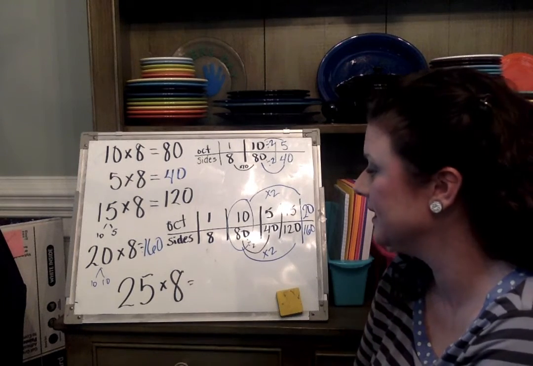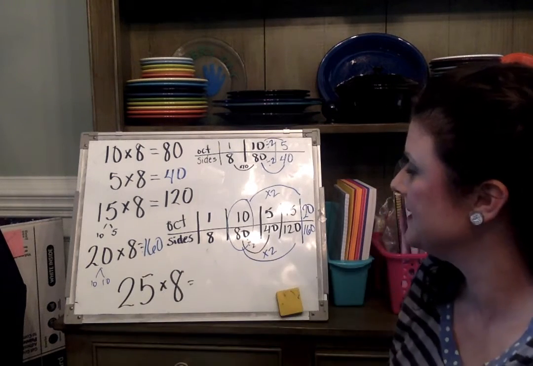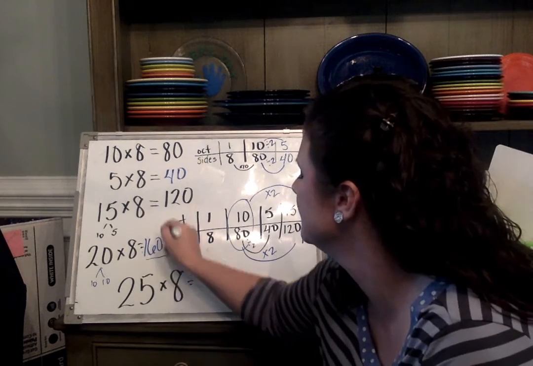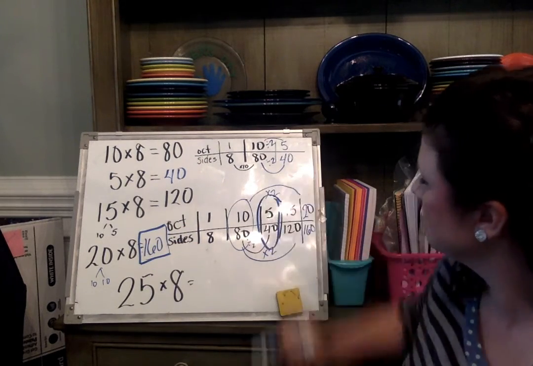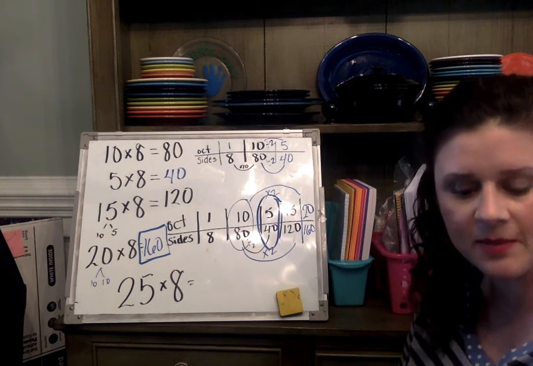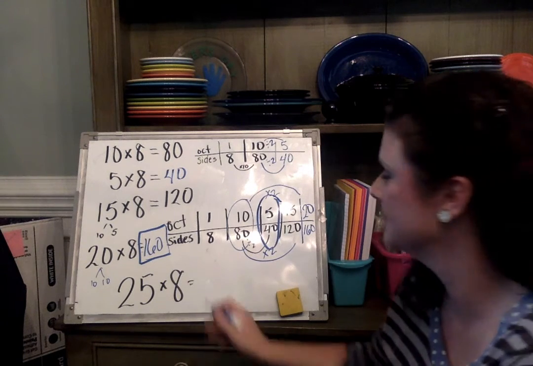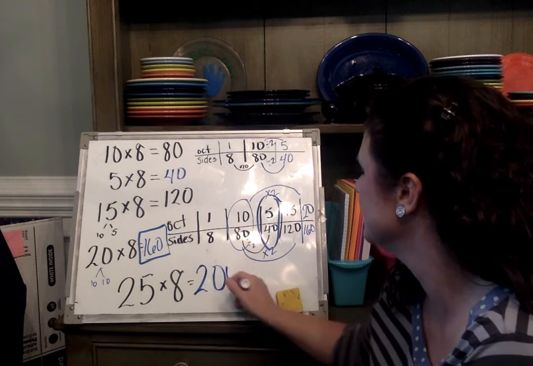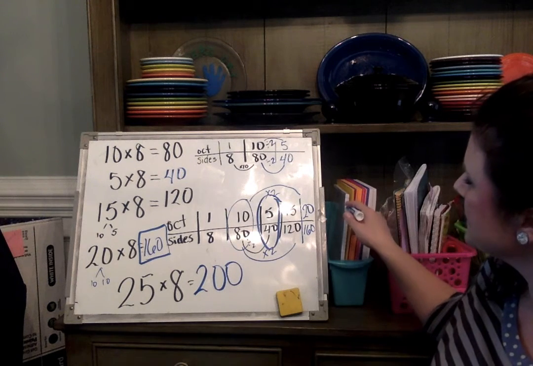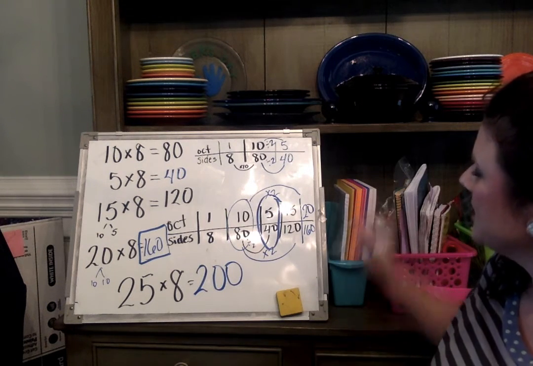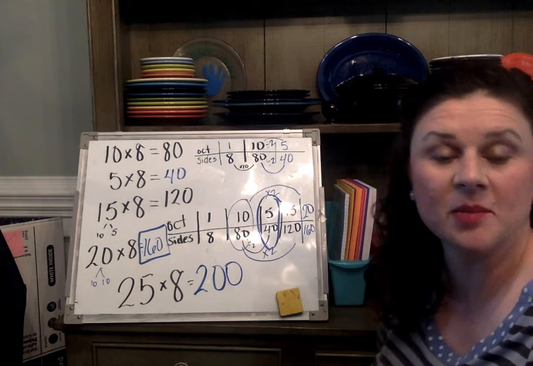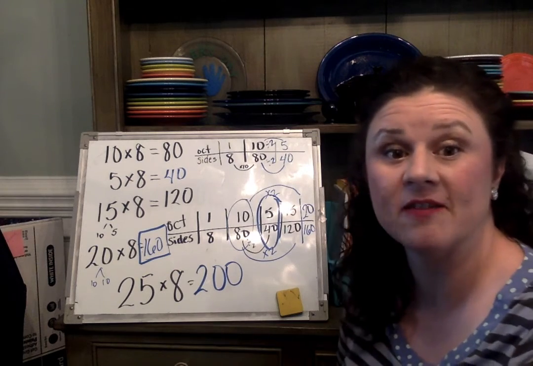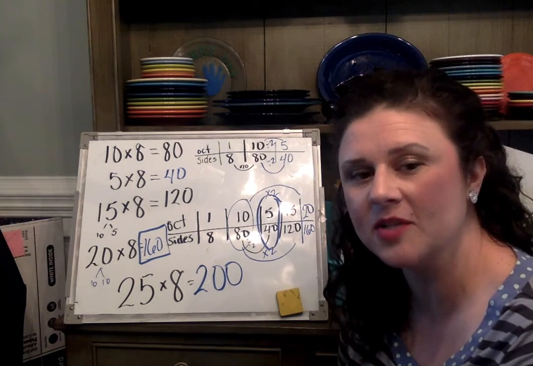Partial product again. I know 20 times 8 is 160. I know 5 times 8 is 40. 40 plus 160 is 200. So if I had room over here on my table, I would say 25 octagons equal 200 sides. And I know this was a very quick number talk, but using partial product is a very quick way to multiply numbers as they get larger.